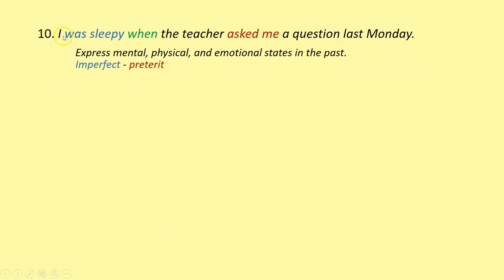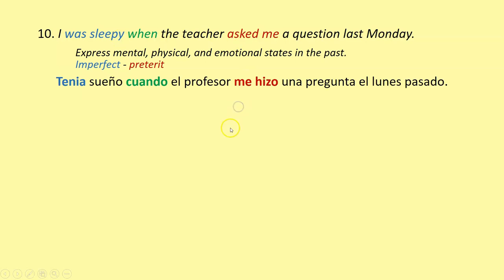Número 10. I was sleepy when the teacher asked me a question last Monday. First, notice that it is followed by the word when, that is telling you that one of these verbs is going to be in the preterite. Since this is already in the imperfect, this should be in the preterite. Tenía sueño cuando el profesor me hizo una pregunta el lunes pasado. Also notice how we are using an expression that belongs to the preterite.